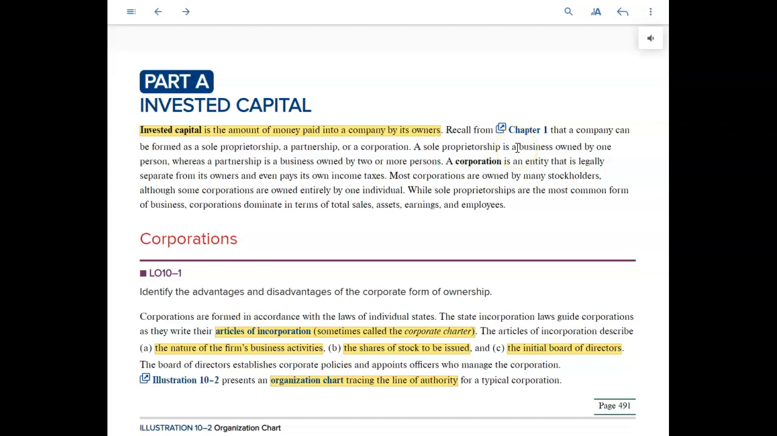Now, invested capital is what you'll see in the stockholders' equity section. And this represents the money that the owners put in at the beginning of the business to get it started. It also includes any profits left over in the business.